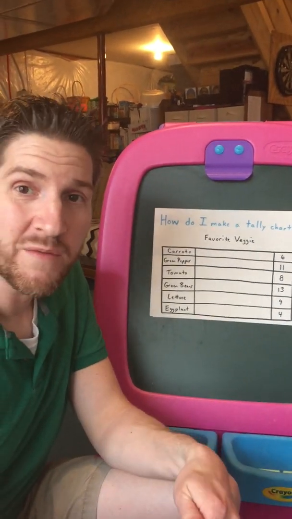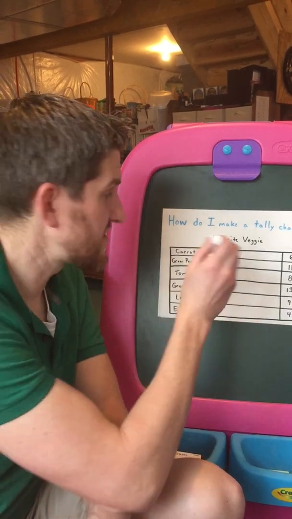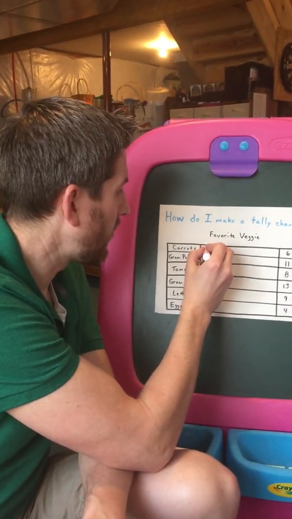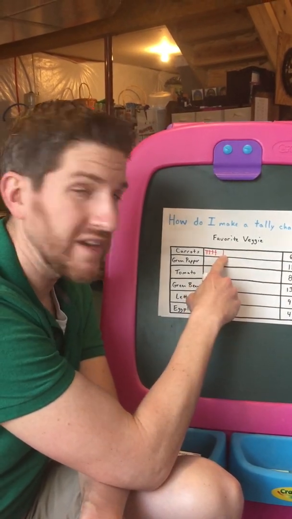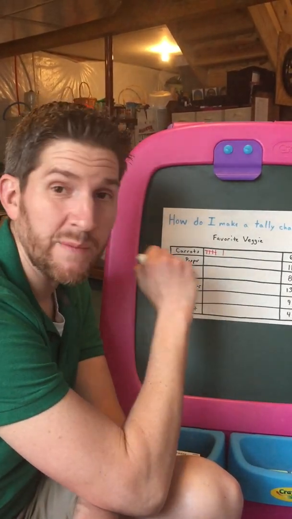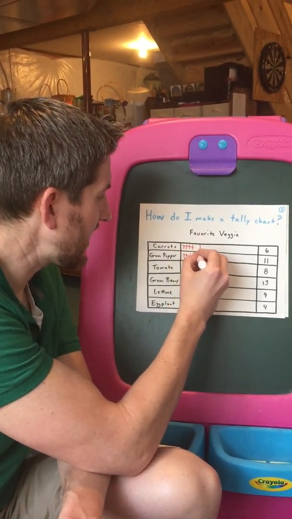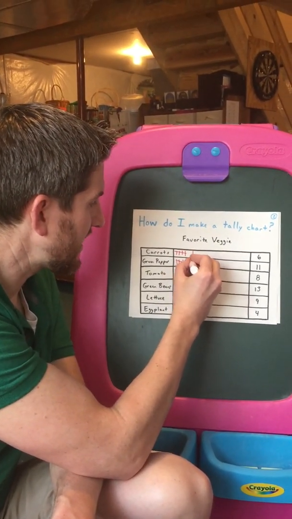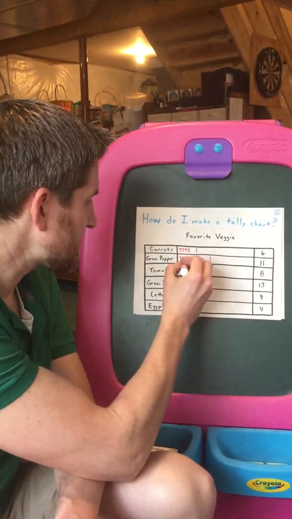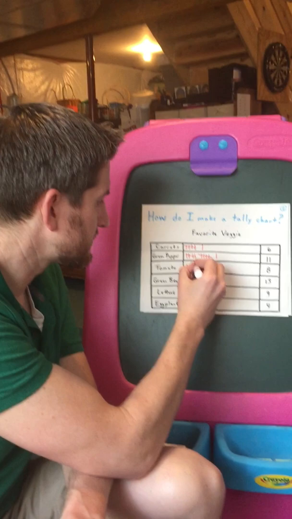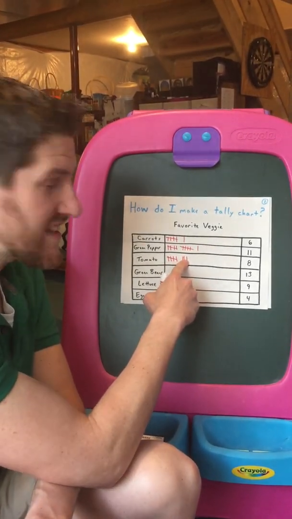Now, what does that look like with the tally? Okay, so carrots had 6 tallies. So we would want to do one bundle of 5 plus another. 5 plus 1 is 6. Okay, green peppers, now we're going to need a little bit more. 1, 2, 3, 4, 5, 6, 7, 8, 9, 10, 11. 2 bundles plus 1. 8 will be 1 bundle plus 3 more. 1, 2, 3. 5 plus 3 is 8.